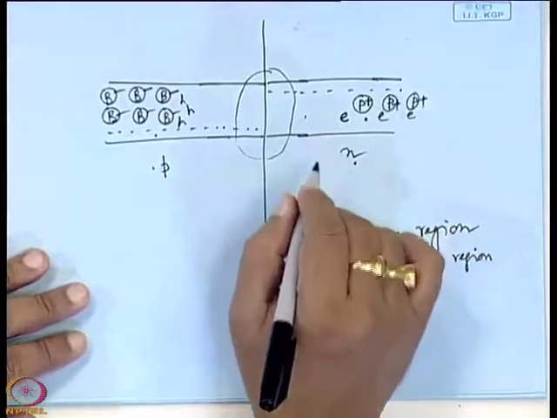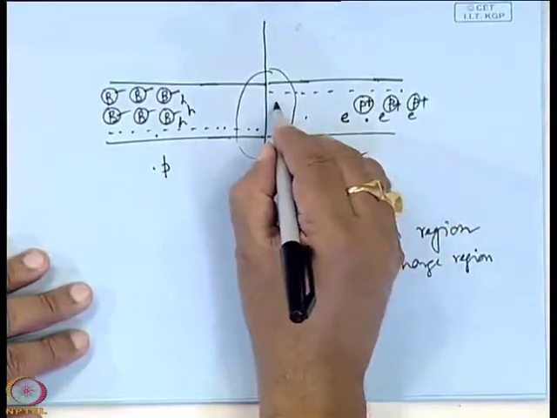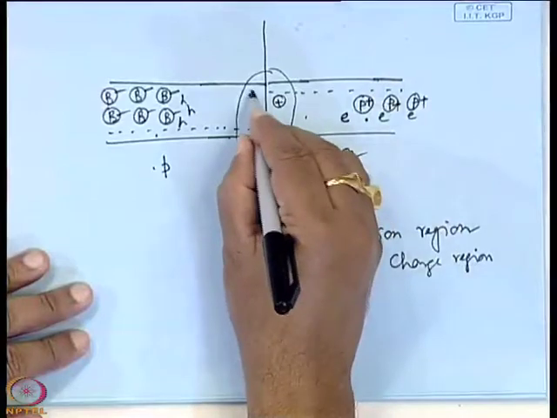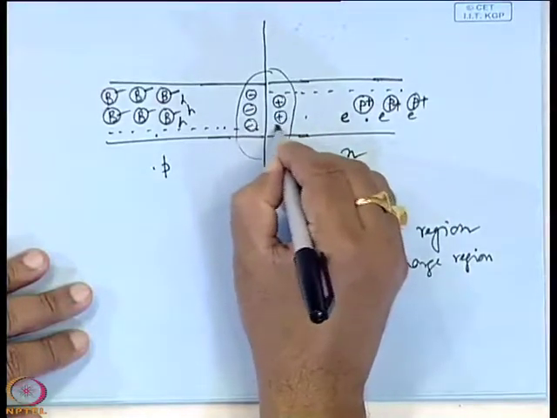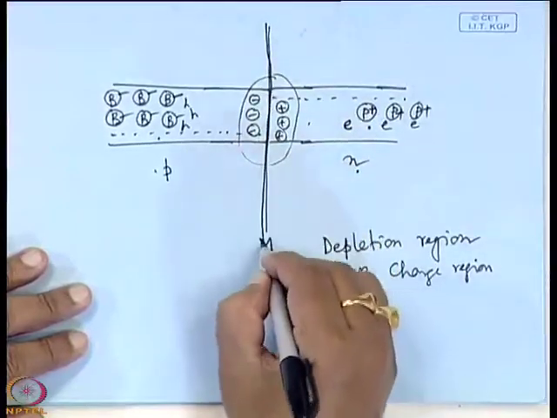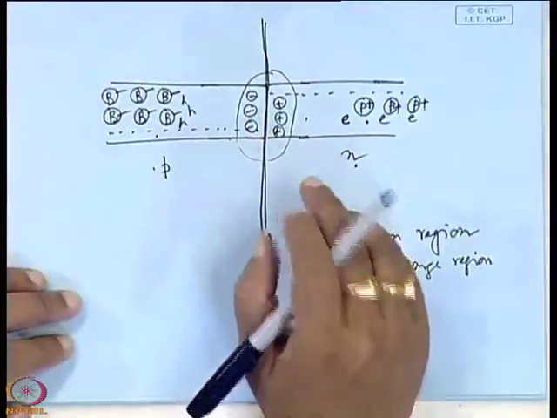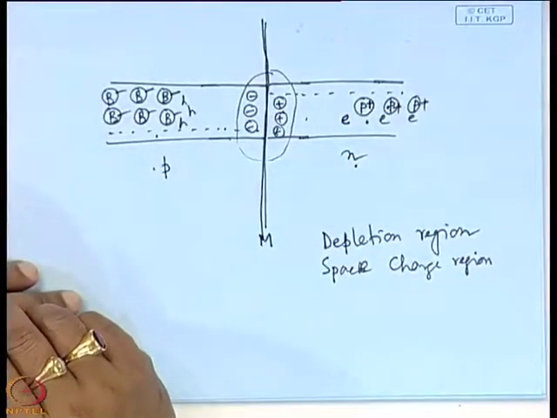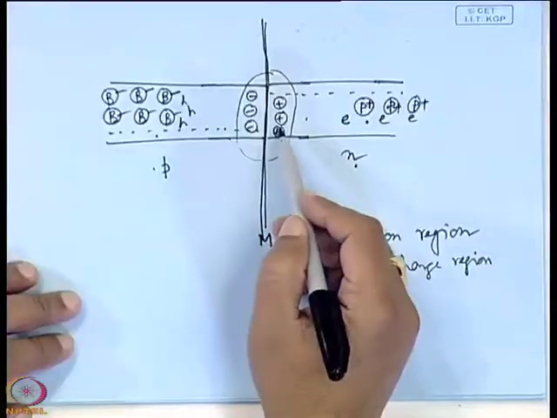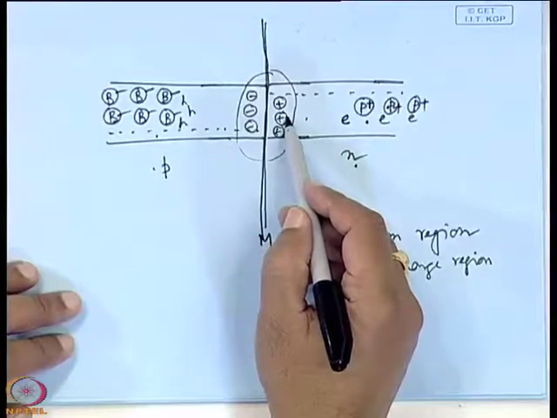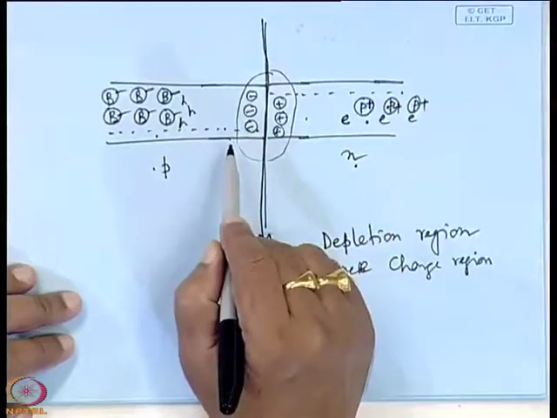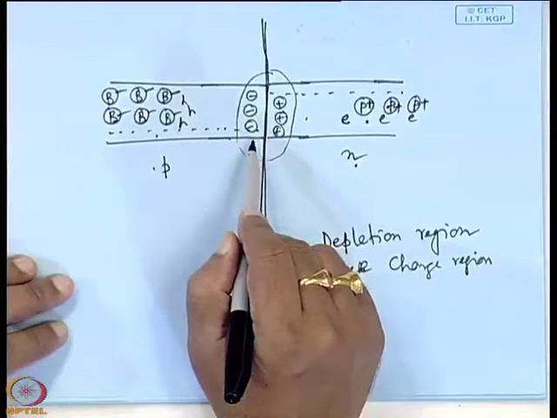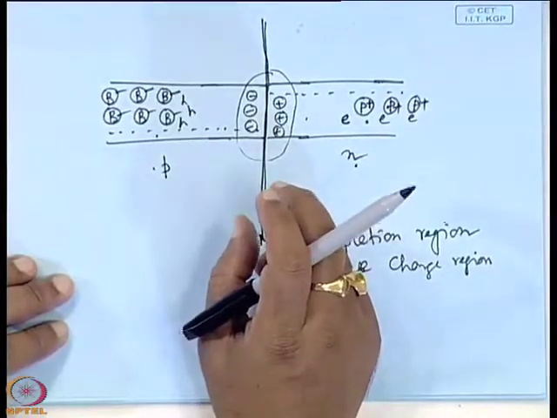Why? Because when there is recombination, only the ionized donors or acceptors will remain. On both sides of the metallurgical junction there will be ionized donors and acceptors, not only here, but here also. So, just adjacent to the metallurgical junction, there will be two columns of charges. On the N side, it is the positively charged donors; on the P side, it is the negatively charged acceptors. So, that means two columns of charges will be there.